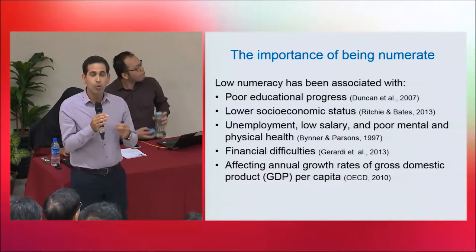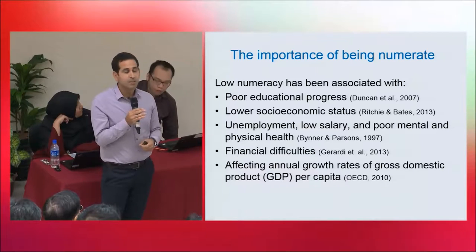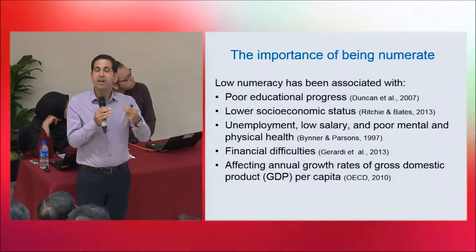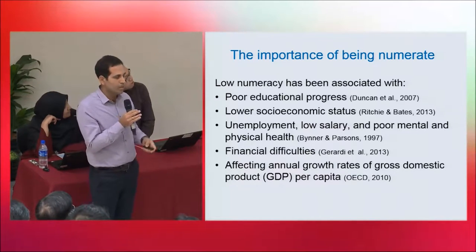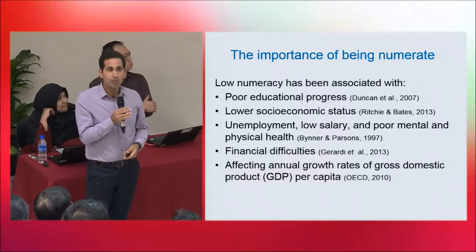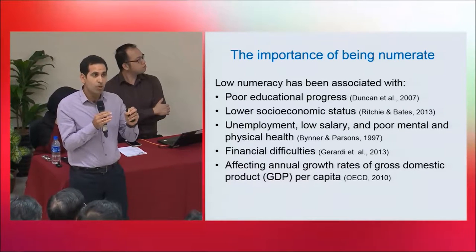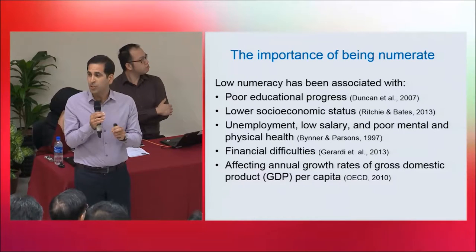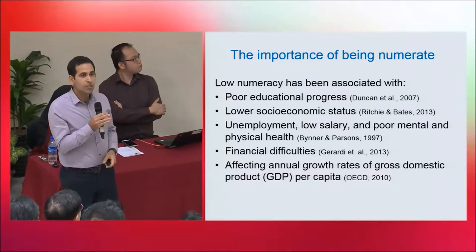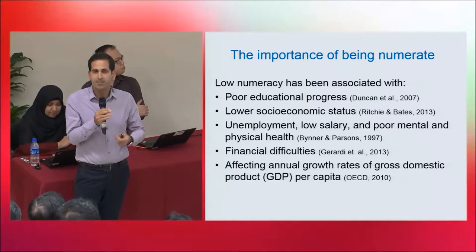It has been shown that low numeracy is associated with poor educational progress, with lower socioeconomic status. It can actually predict your socioeconomic status 35 years later, based on your numerical abilities at the age of 7, for example. It also can lead to unemployment, low salary, poor mental and physical health, which, much more interesting, is more applicable in this case to females than males. So there are gender differences in the implications of being low numerate. In addition, it has been associated with financial difficulties, probably due to problems in financial planning.